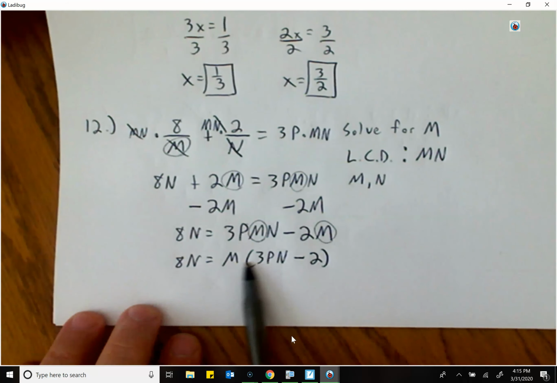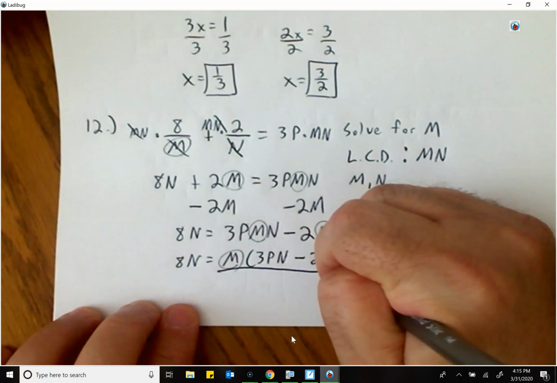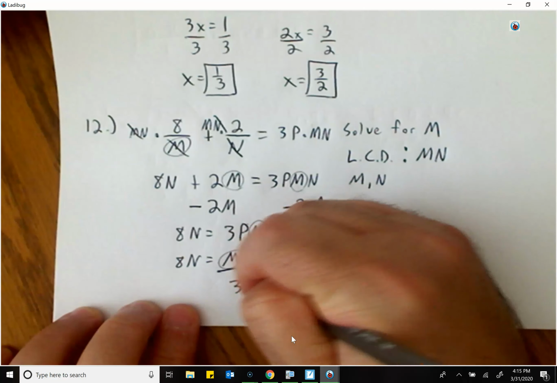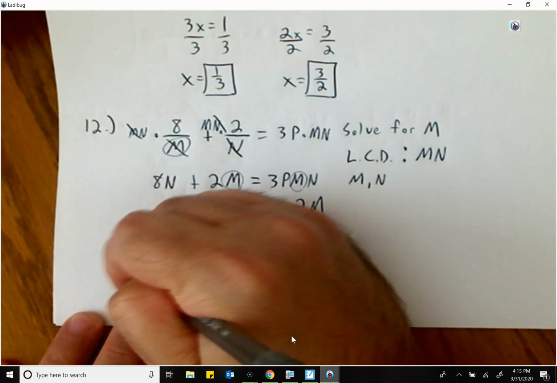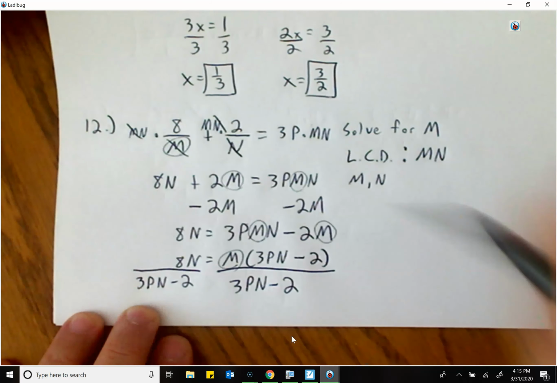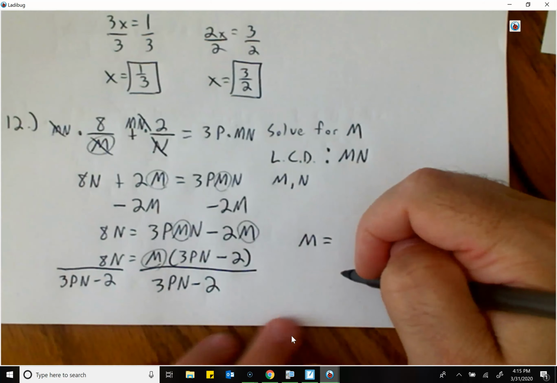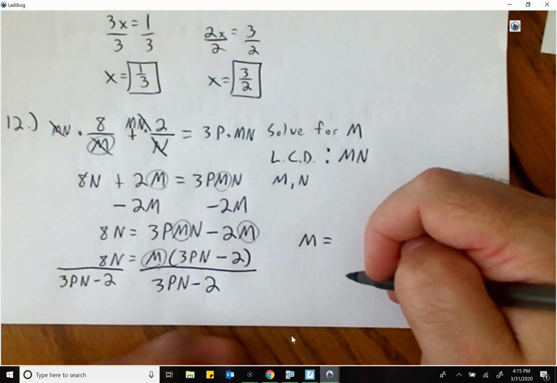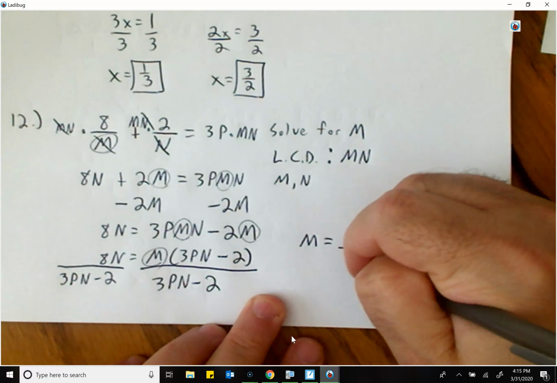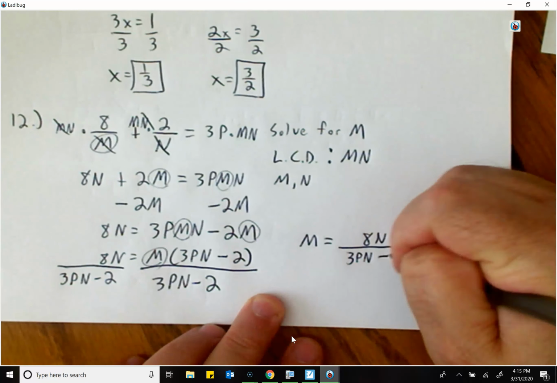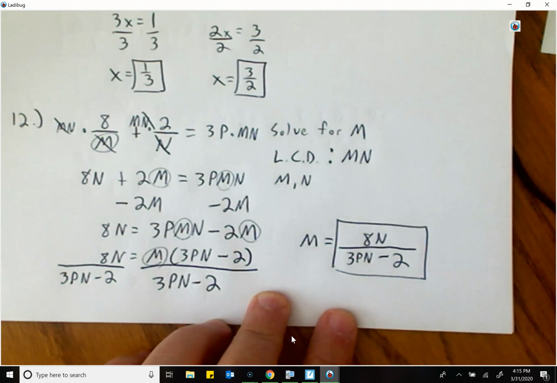And how do we get rid of multiplication? Because we want m by itself, we divide by 3pn minus 2. So m is equal to this answer that's right here: 8n all over 3pn minus 2. And there you go.